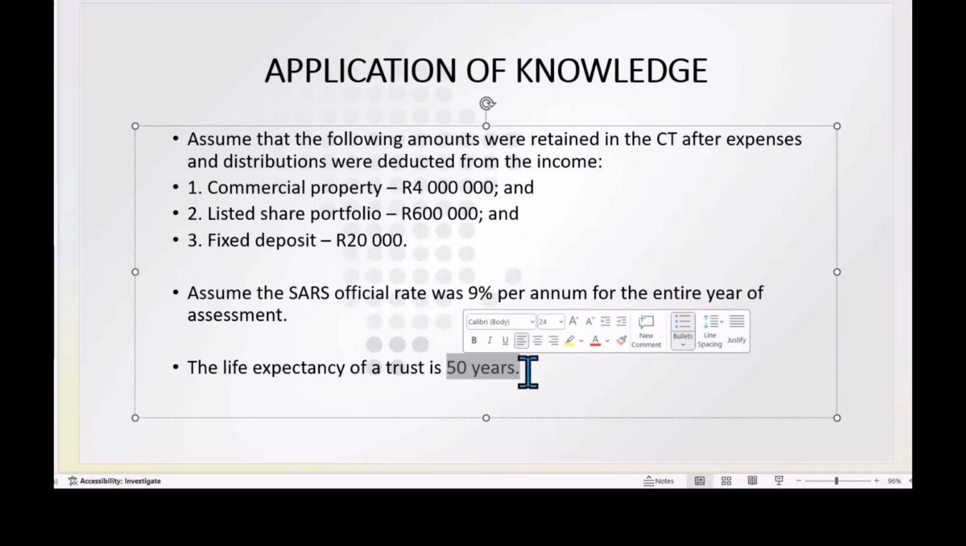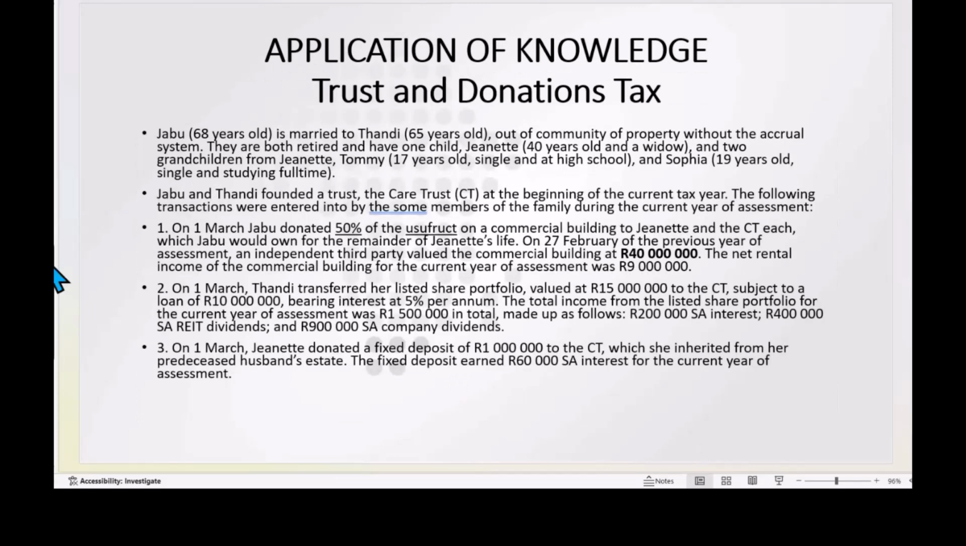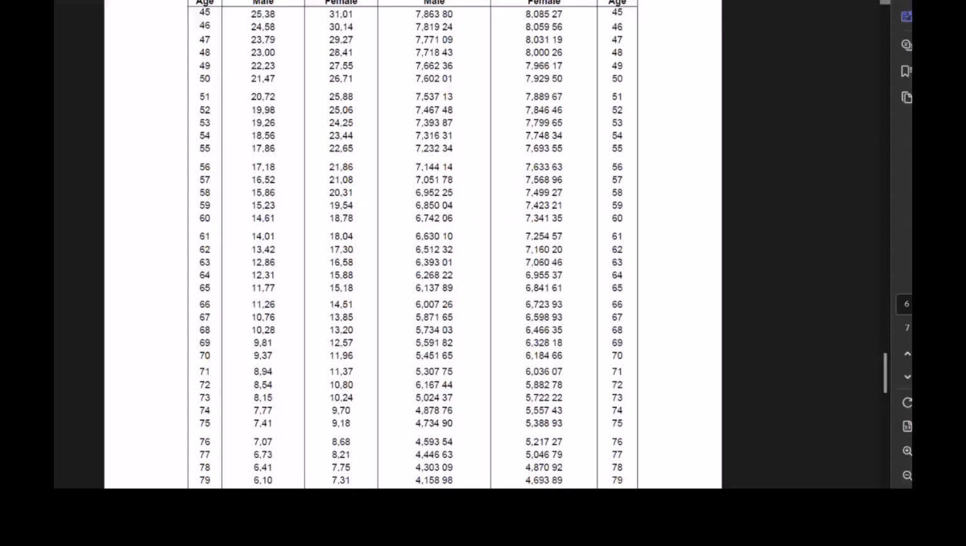So the life expectancy of the trust is 50 years. They were kind enough to give it to you in this one. But you know that if it's not a natural person, the life expectancy will always be 50 years unless they tell you otherwise. So in this case, we know that the life expectancy is 50 years. So now we're going to go back to our tables. Okay, so if it's not a natural person, we use table B.